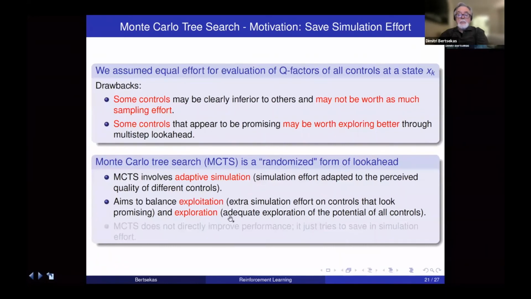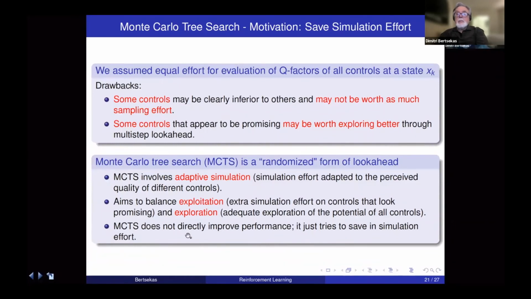So that's a thumbnail of some of the basic characteristics of Monte Carlo Tree Search. And let me also make one more point, because there's a lot of confusion in the literature about that. People think that Monte Carlo Tree Search improves performance. That's not what it does, at least in the context we are discussing here. It just tries to save in simulation effort. Of course, if you save in simulation effort, that means that you can devote more effort to other parts of the algorithm. So in that sense, it may improve performance.